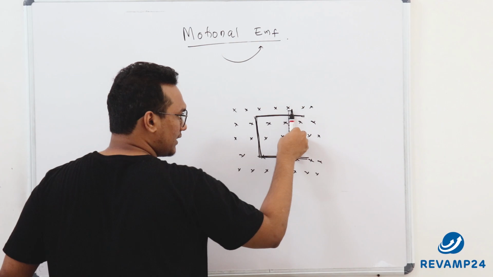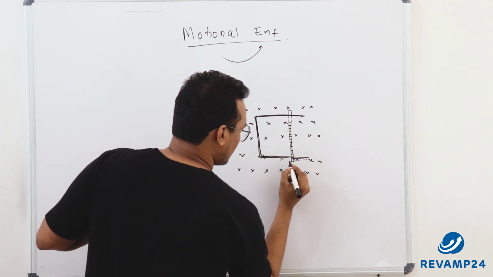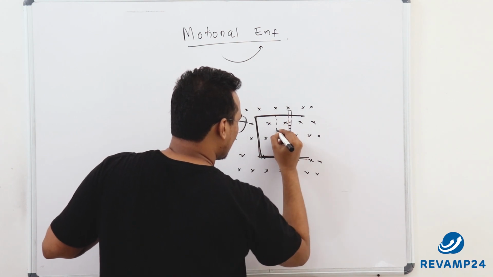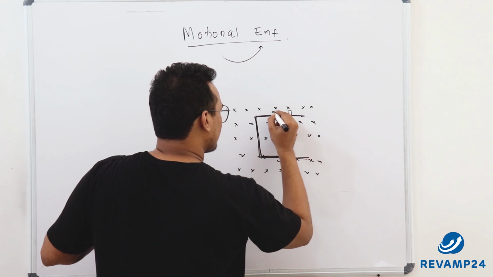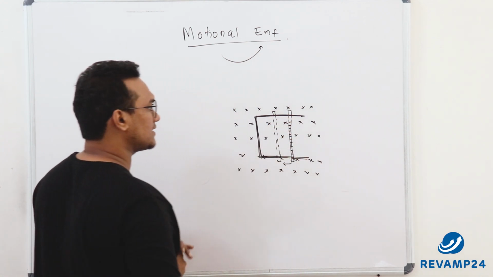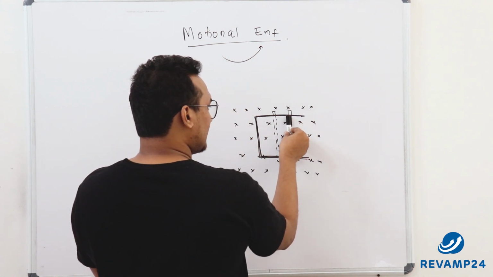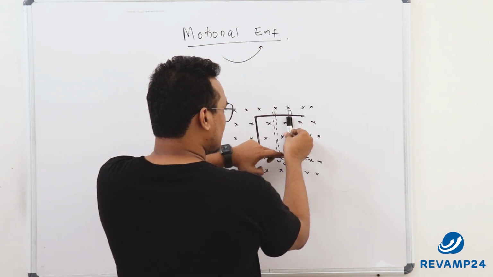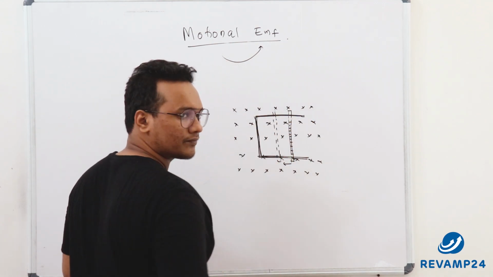So basically I am creating a motion here of this rod from here till here. So from this position it will now come to a new position like this. Can you tell me, is there a change in flux? Yes, because when the rod was here, the total area is this. Now there is a flux linkage with the whole area.